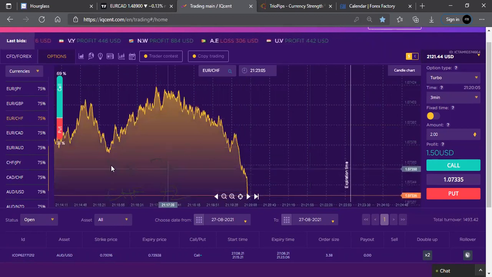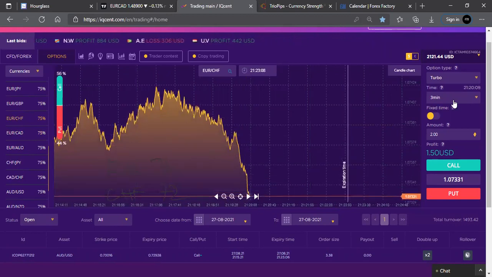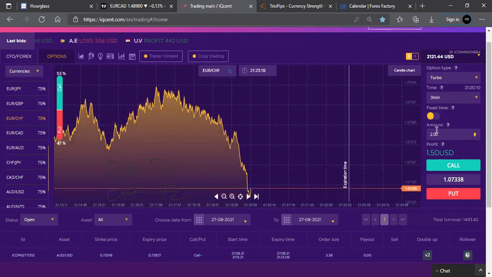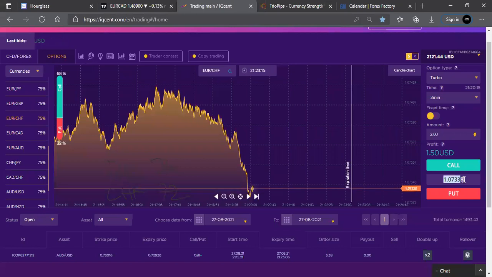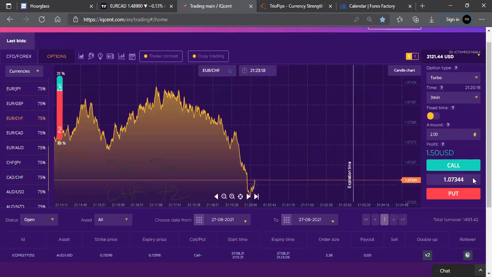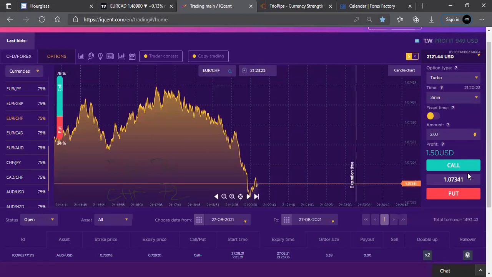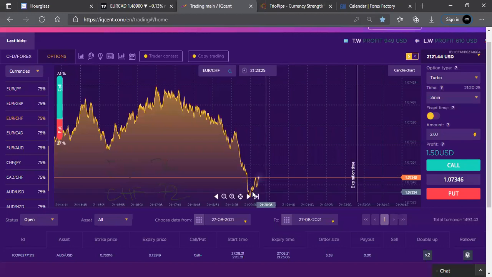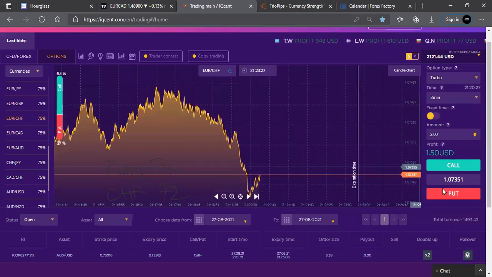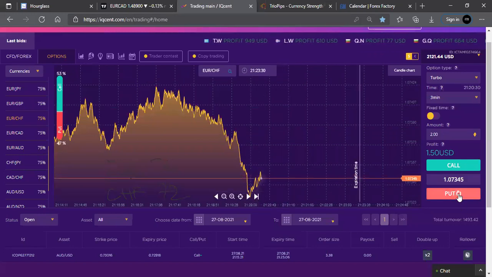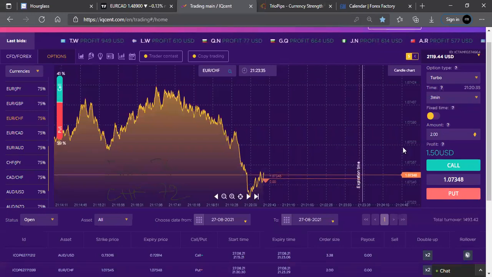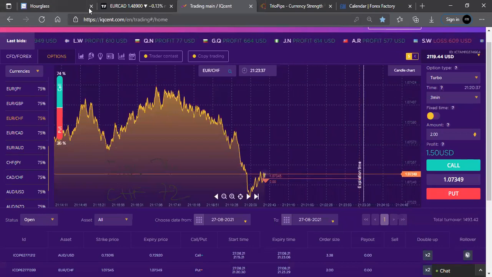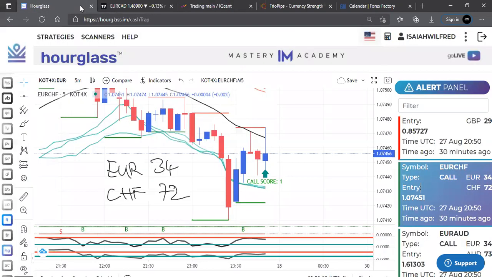So what am I doing? I come to Euro CHF. My 3 minutes is here, my fixed time is here, my amount is here. All I'm waiting for is 474, the last three numbers. Once the market gets to 474, I simply click on my put button. That's how you take the trade by yourself, confidently, without fear. You just take the trade like that.